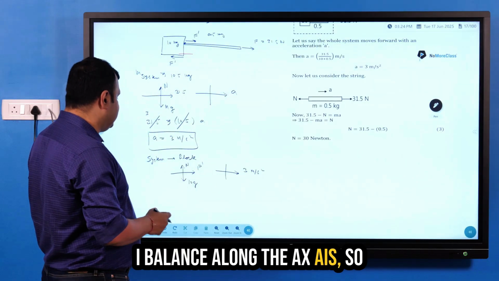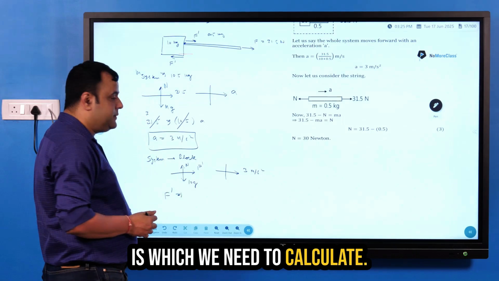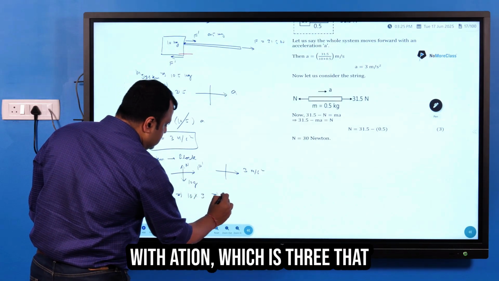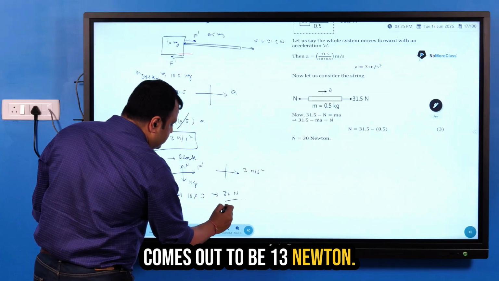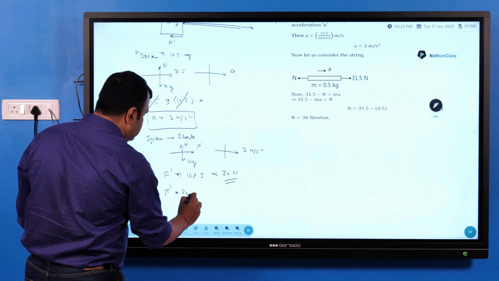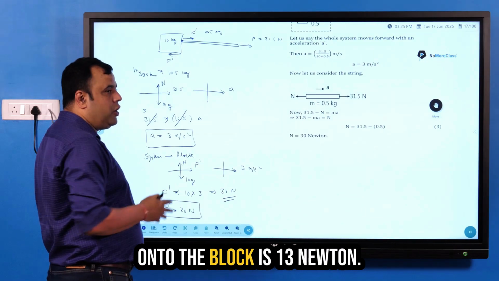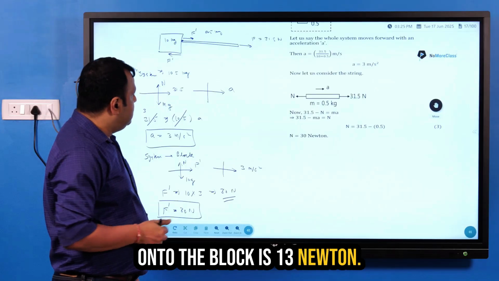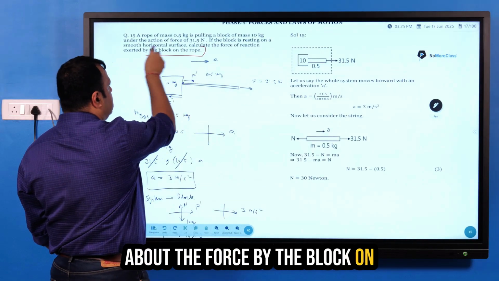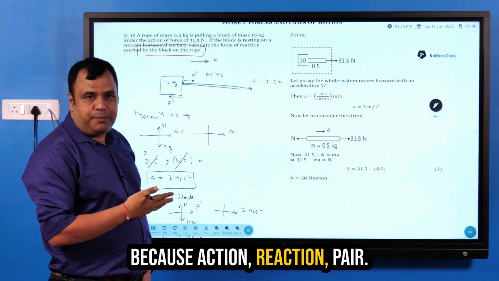I'll balance along the x-axis. Along the x-axis, the force acting is F dash, which we need to calculate. Mass is 10 for the block, multiplied with acceleration, which is 3. That comes out to be 30 Newton. So the force applied by the rope onto the block is 30 Newton. In the question, they are asking about the force by the block on the rope, which is also 30, but in the backward direction, because of the action-reaction pair.